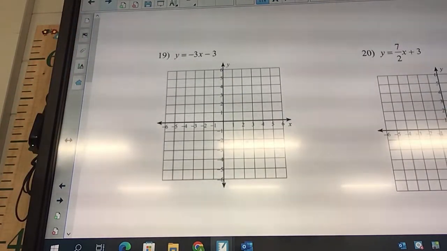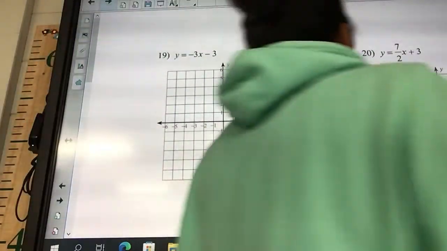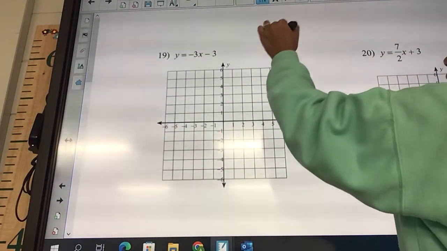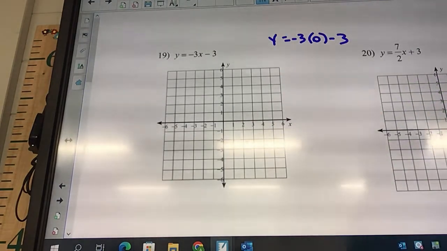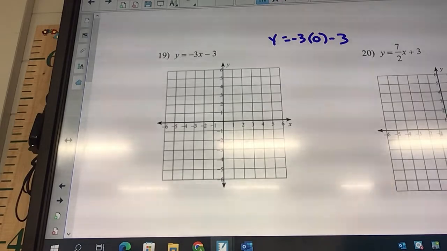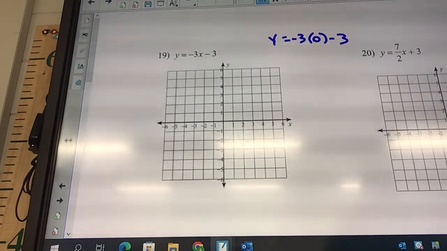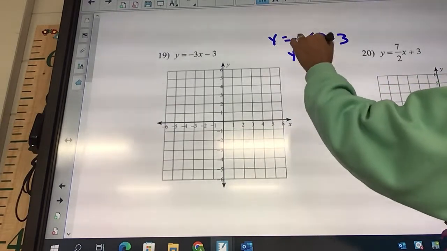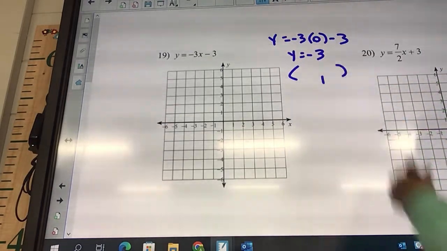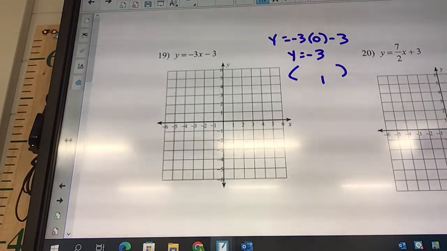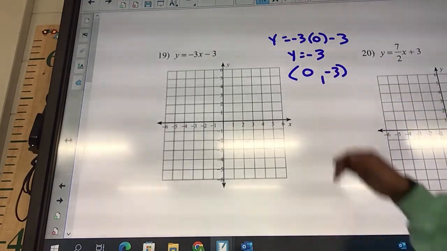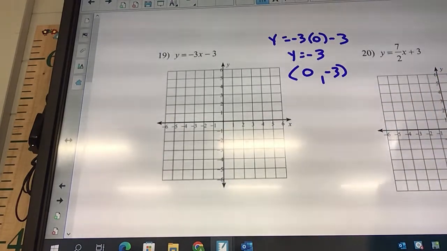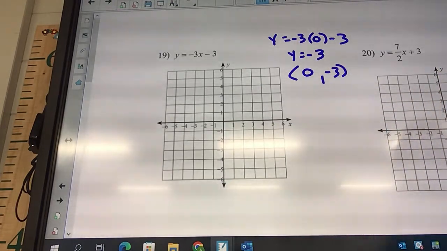Okay, 19. We're going to plug in 0 where? Where x is at. -3 times 0. 0 minus 3. -3. What is this coordinate going to be? 0, -3. So, is that going to be my x or y intercept? The y.